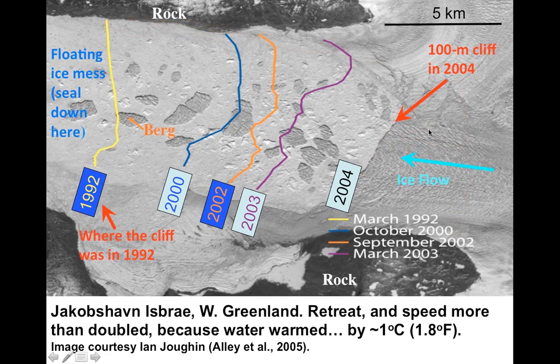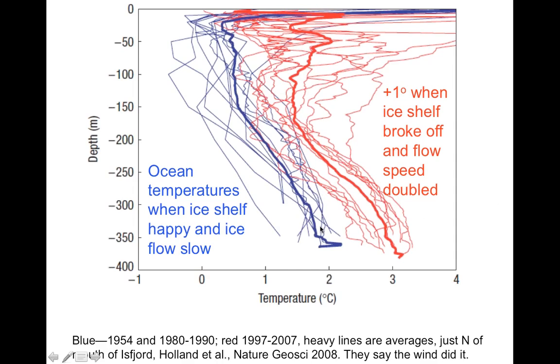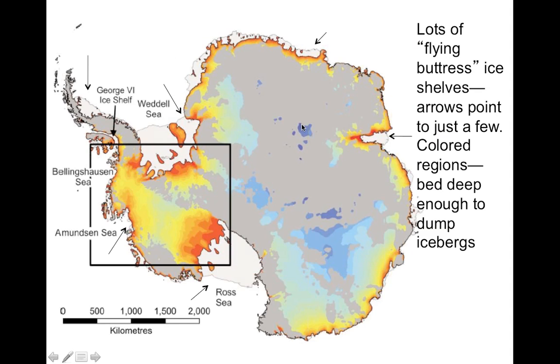And what did it was a 1-degree warming. So right out in front where you can get to the ocean water, when the flying buttress was happy, you had the blue curve. This is temperature in the ocean. Then it warmed 1 degree. And that 1-degree warming took out the flying buttress and almost tripled the flow speed of the ice, which contributes to sea level rise. So it happened in Antarctica, it happened in Greenland. All right?